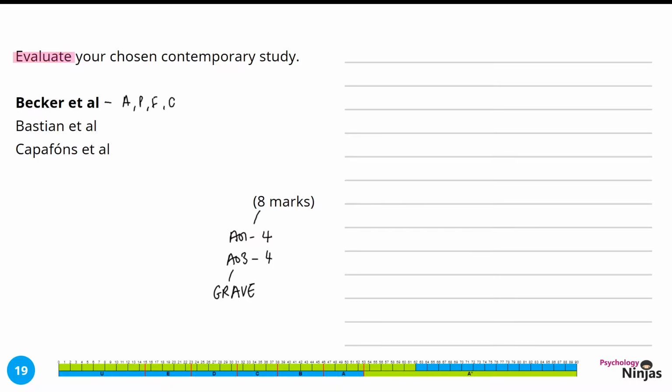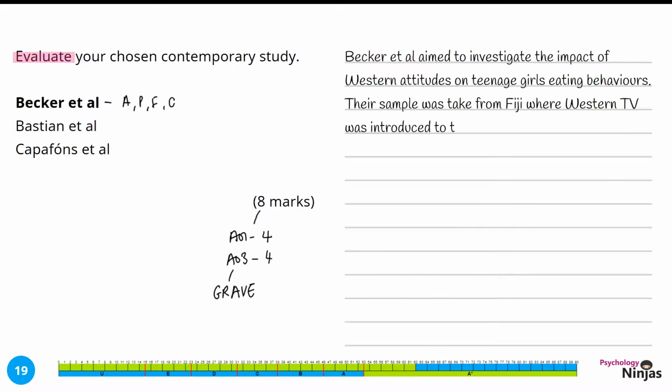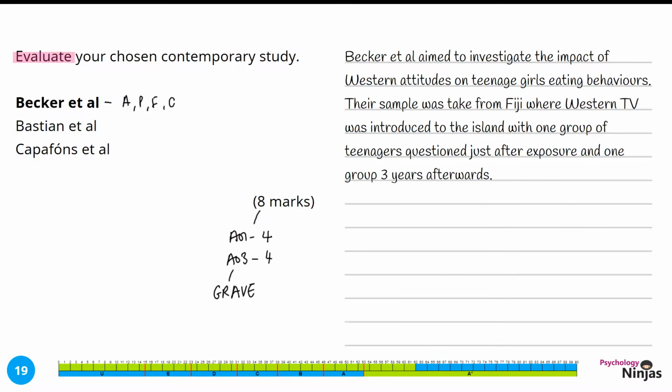We're going to start by explaining our study. Becker et al. aim to investigate the impact of Western attitudes on teenage girls' eating behaviours. Their sample was taken from Fiji, where Western TV was introduced to the island, with one group of teenagers questioned just after exposure and one group 3 years afterwards.